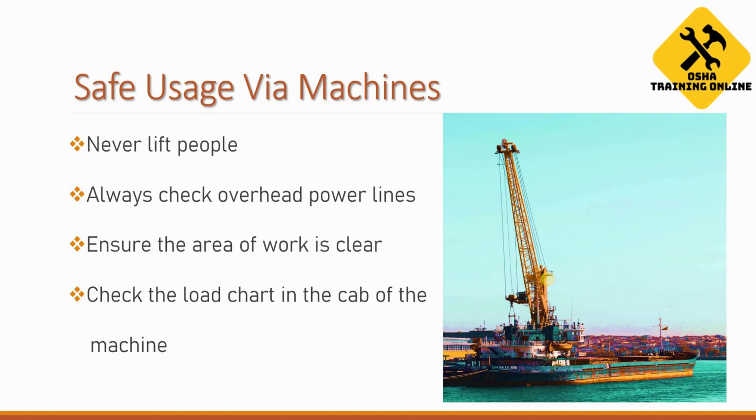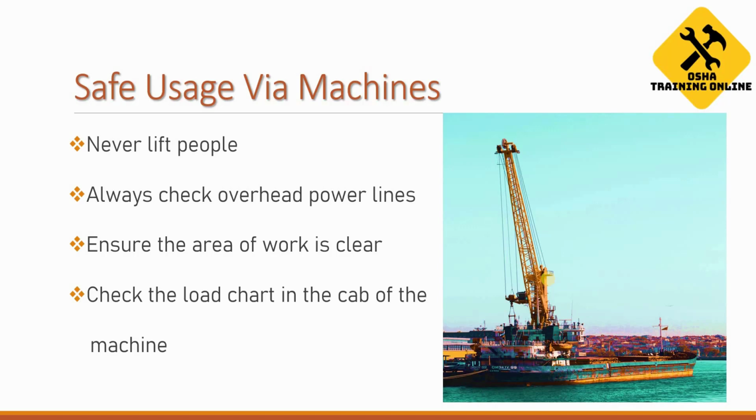Always check overhead power lines when working in the industry. In the working area, you should make sure that there are no overhead electricity power lines. For example, because a crane has a really huge height, you should avoid contact with the electrical power lines because it may put the crane driver in danger, and it's not good for him. Ensure the area of work is clear.